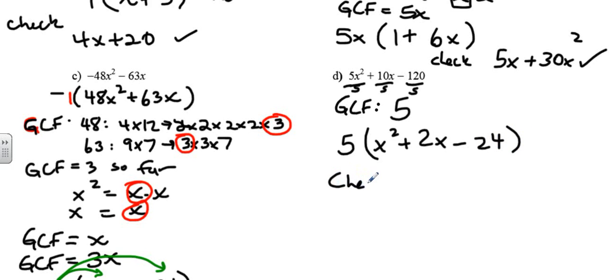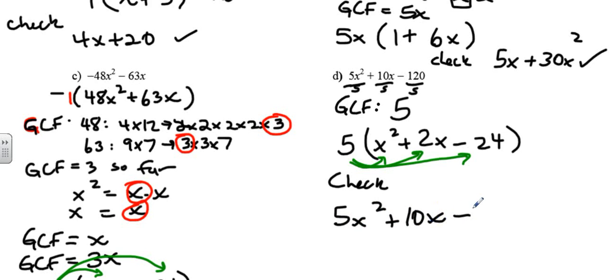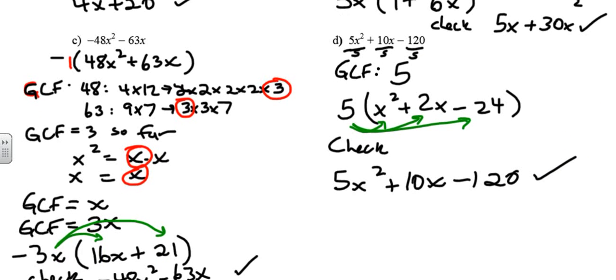Let's check that one. So if I do 5 times x squared and 5 times 2x and 5 times negative 24, do I get my original question back? Let's see, I get 5x squared plus 10x minus 120. Is that my original question? Yeah.